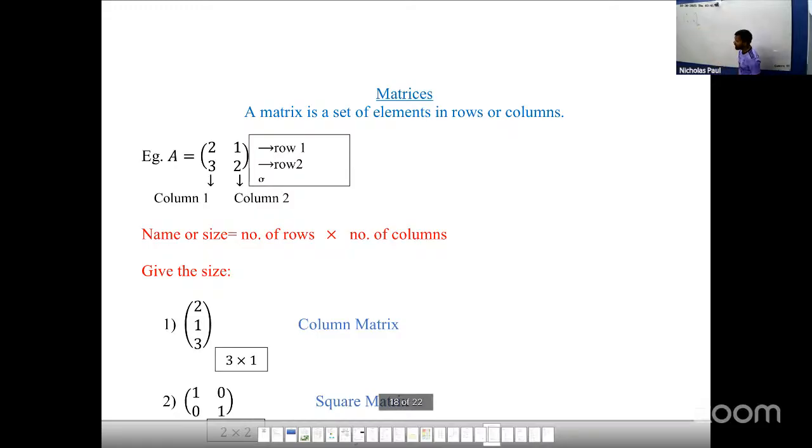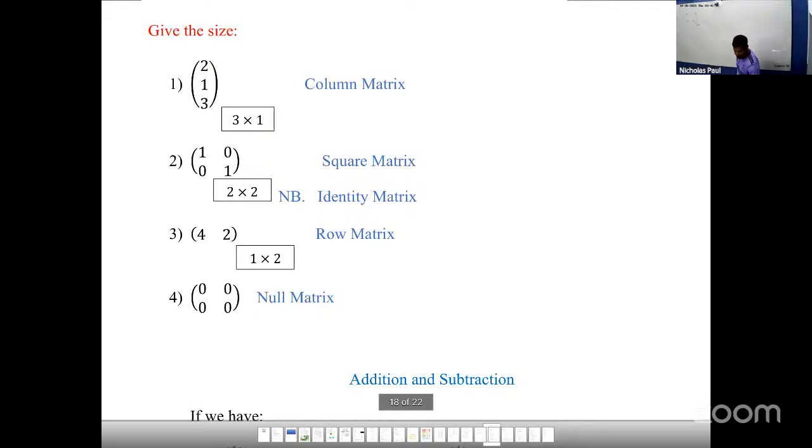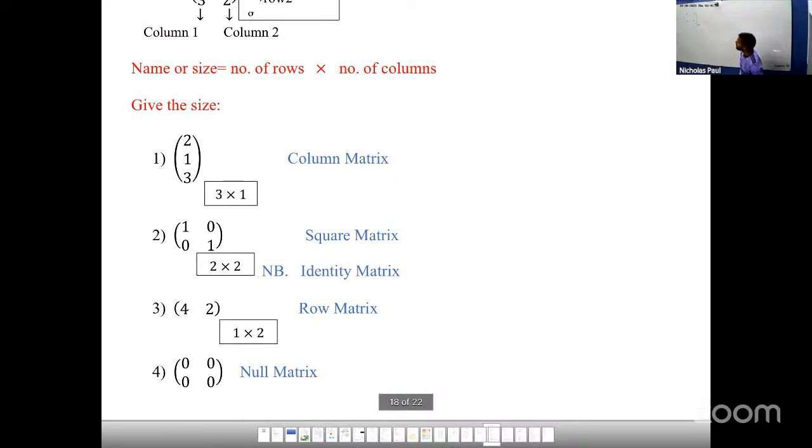If you look lower down, there are different types of matrices there. Look at the matrix on top there, 2, 1, 3. How many rows do you see in there? 3 rows, 1, 2, 3. And how many columns? 1. So that matrix is a what? 3 by 1. Everybody okay with that? Right, look at number 2.